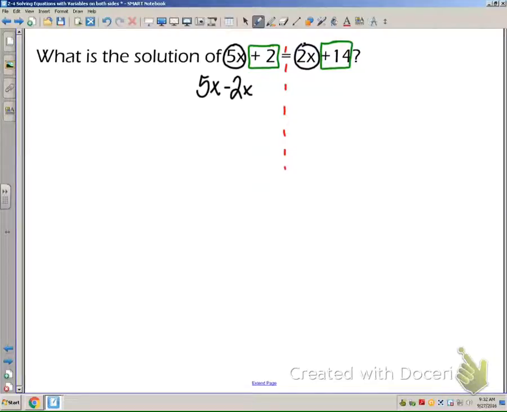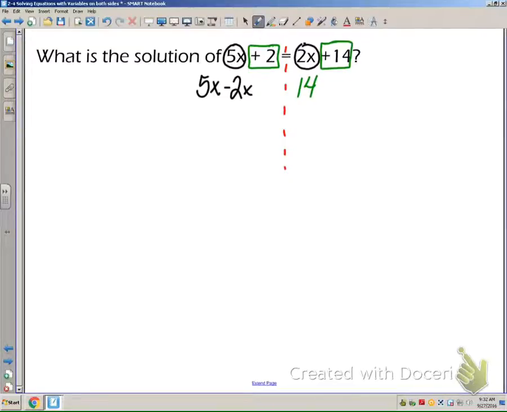Because of the property of equality, I'm using the subtraction property of equality. I need to get rid of this whole 2x from this side and move it to the other side. And when I do that, in order to get rid of it, I'm subtracting 2x. If I subtract 2x from this side, notice I have to subtract 2x from that side. Okay, then on the other side, I still have this positive 14. I didn't move it. I just dropped it down.